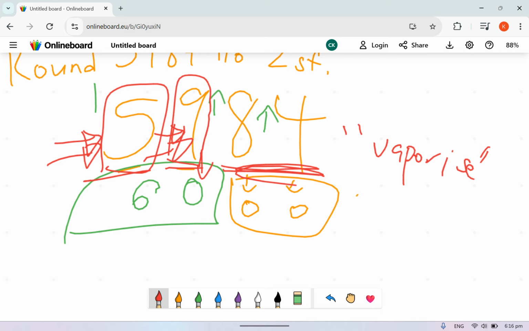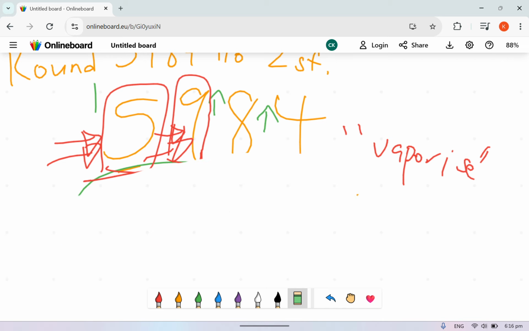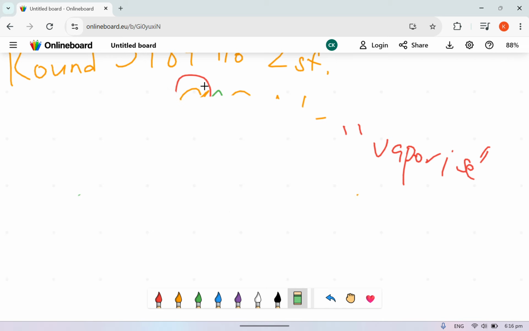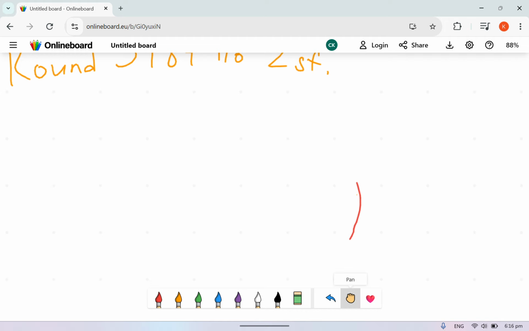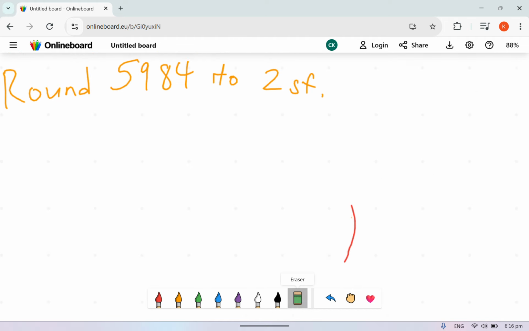Think of it this way. Now I know it's going to be confusing, because it's very hard to explain. I don't like explaining this, but you see what happened just now? In just now, that case, you had 5984.